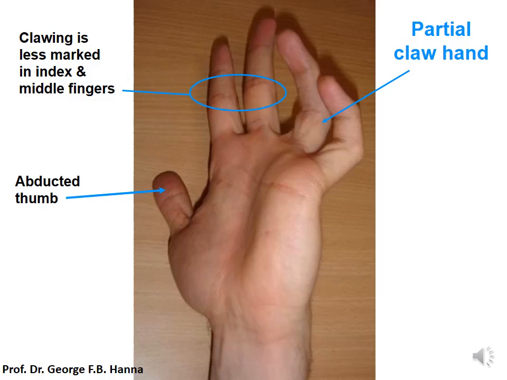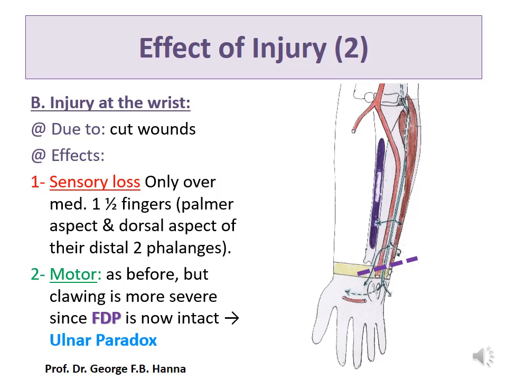And this is the partial claw hand. You see here on the left side down the abducted thumb. You see here the clawing is marked in the ring and little fingers, but it is less marked in the index and middle fingers. These two fingers are not flexed in the interphalangeal joints because their lumbricals are normal since they are supplied by the median nerve. Let us go to the second level of injury at the wrist.